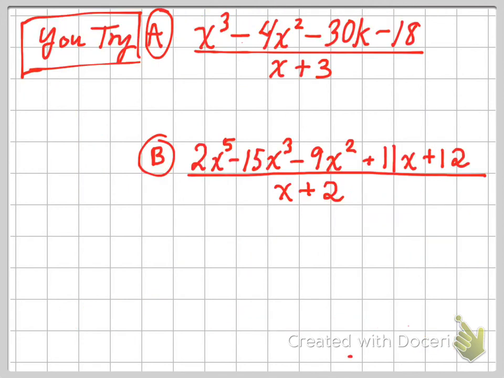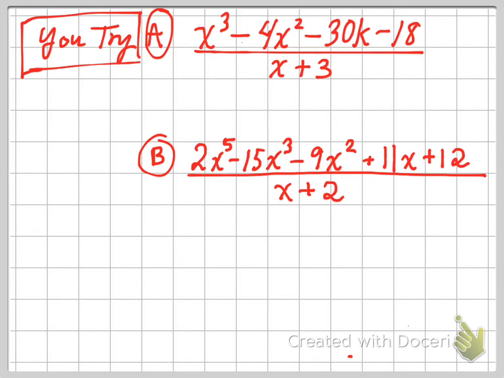So now I have 2 problems for you to try. And don't forget, in the second, part B problem to try, that we're missing an x to the 4th term. So remember what to do in that case. You're going to need to put a placeholder 0 when you set up your synthetic division problem. So we will be practicing this tomorrow, and you can ask me any questions.